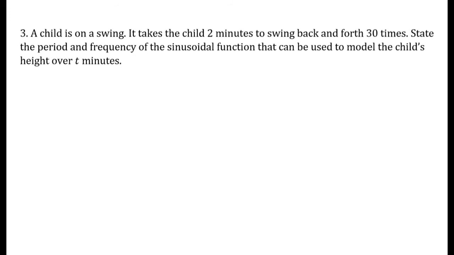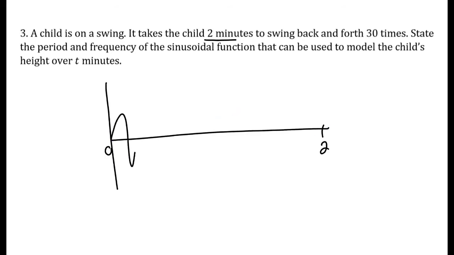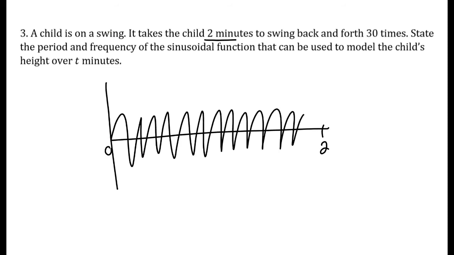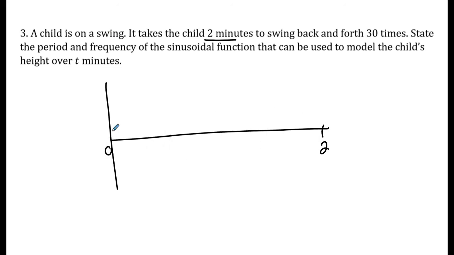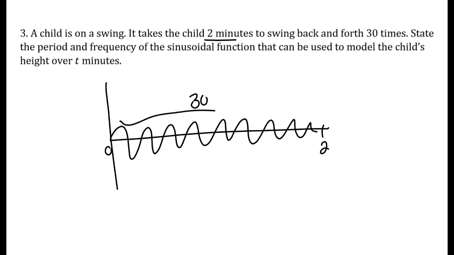A child is on a swing. It takes the child 2 minutes to swing back and forth 30 times. So if I was to make a curve here, here's 0, here's 2 minutes, I would get 30 cycles of this sinusoidal curve. We're going to pretend there's 30 of them in that 2 minutes. I want to know what the period and frequency would be for this function. So what is one cycle here? How long does it take me to do one cycle here? Well, there's 2 minutes, I can do 30 of them.